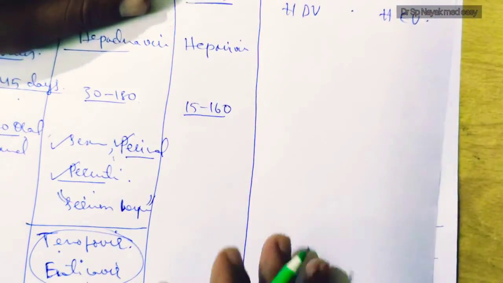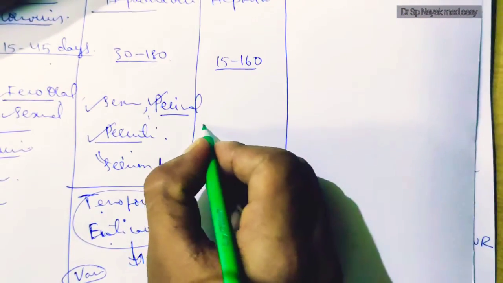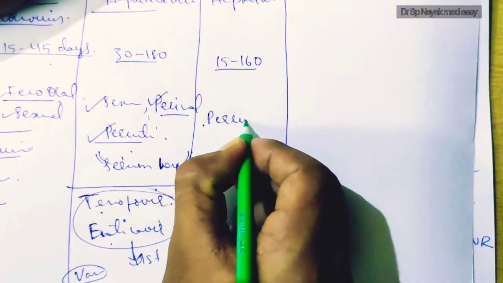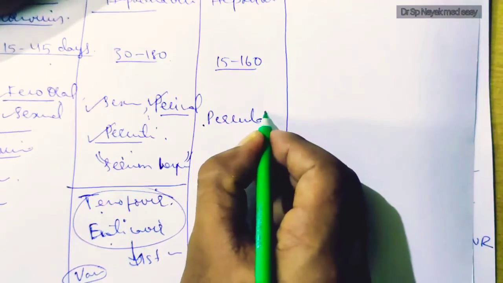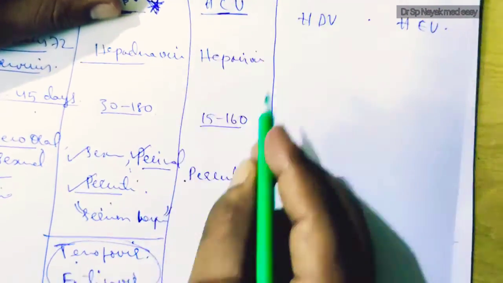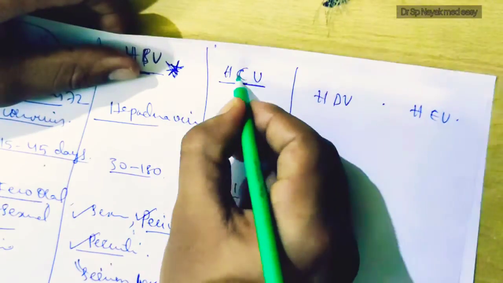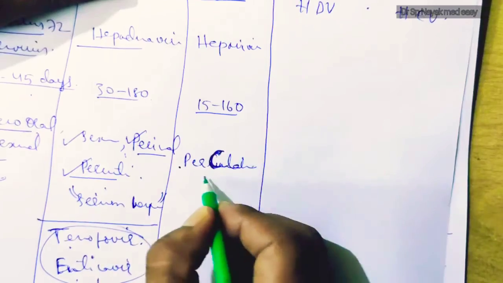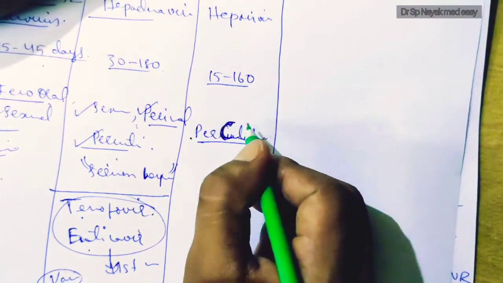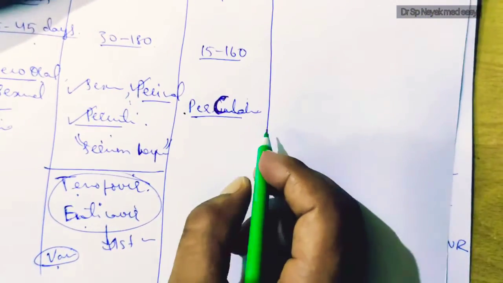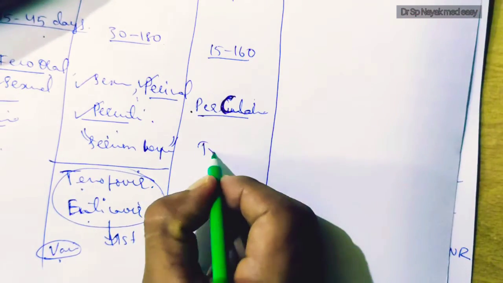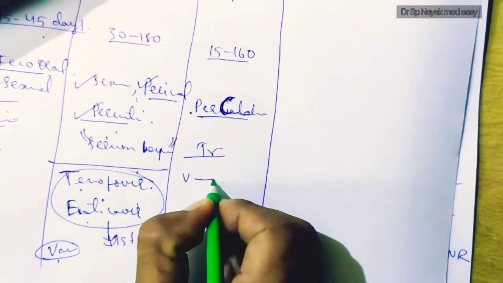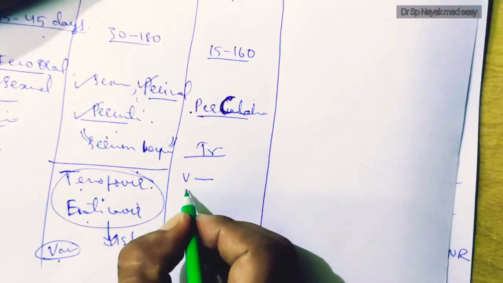This hepatitis C virus is usually transmitted by the percutaneous route. This is important. Remember, hepatitis C virus is usually transmitted through the percutaneous route only. It is not transmitted by sexual route or fecal-oral route. Okay, this is important. And there is no vaccine for hepatitis C virus.